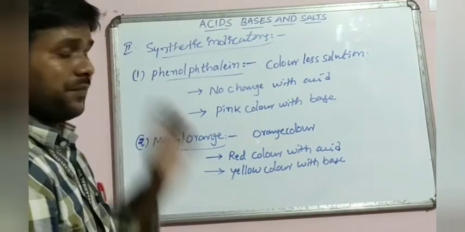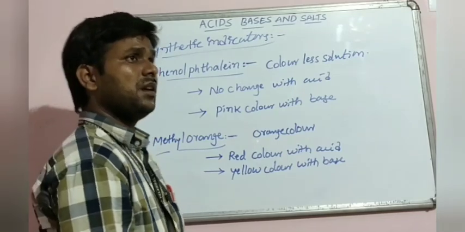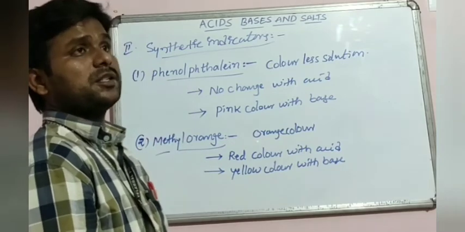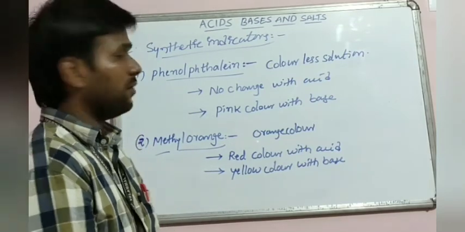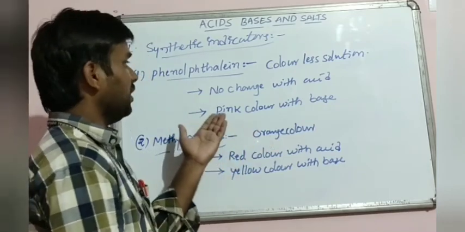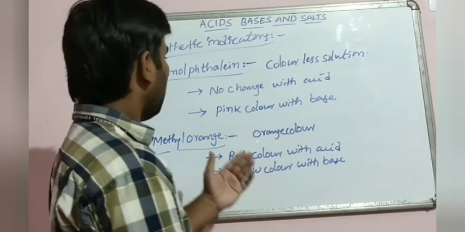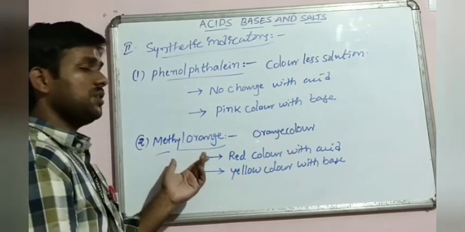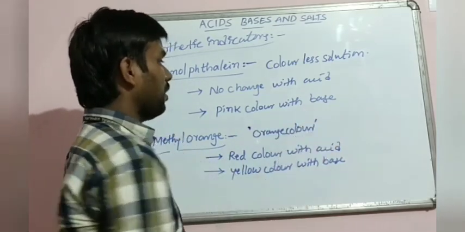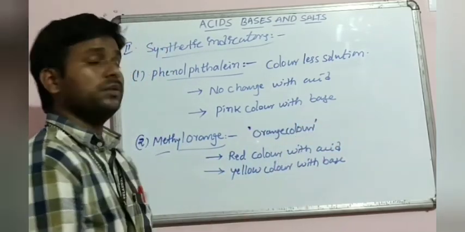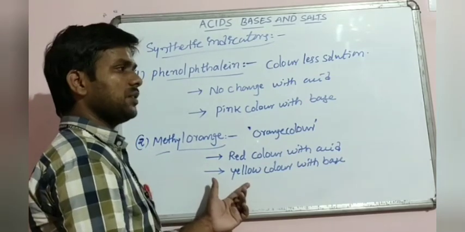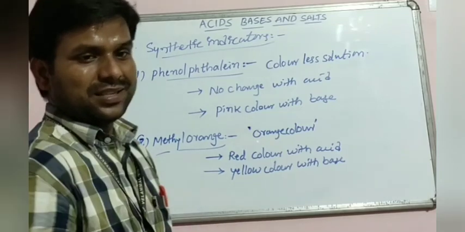Synthetic indicators are synthesized in the laboratory. The first one is phenolphthalein, a colorless solution that shows no change with acid, meaning it remains colorless, and turns to pink color with base. The next indicator is methyl orange, whose original color is orange. It turns to red color with acid, and with base it turns to yellow. These are the synthetic indicators.